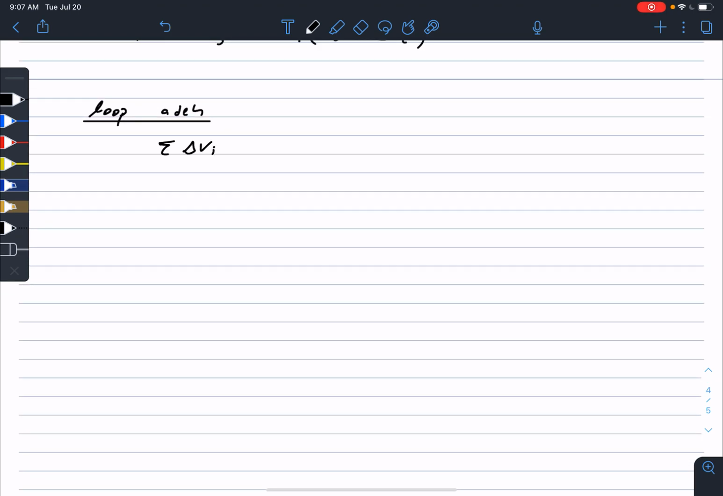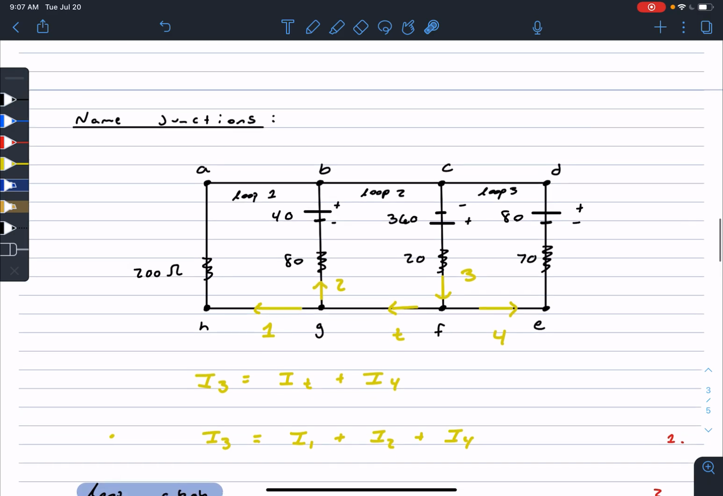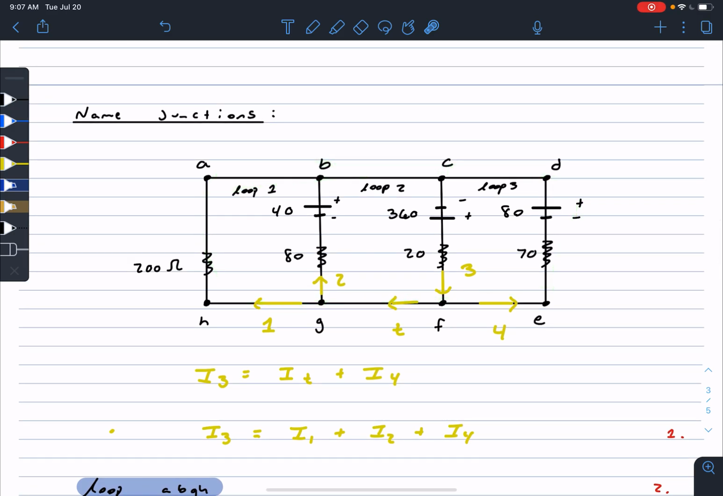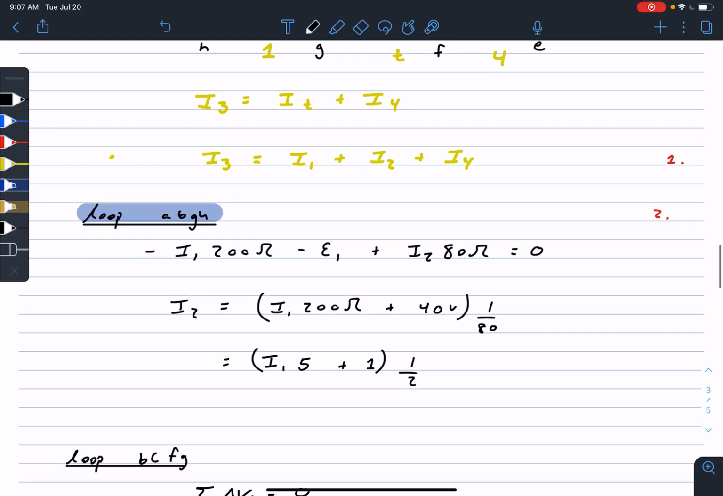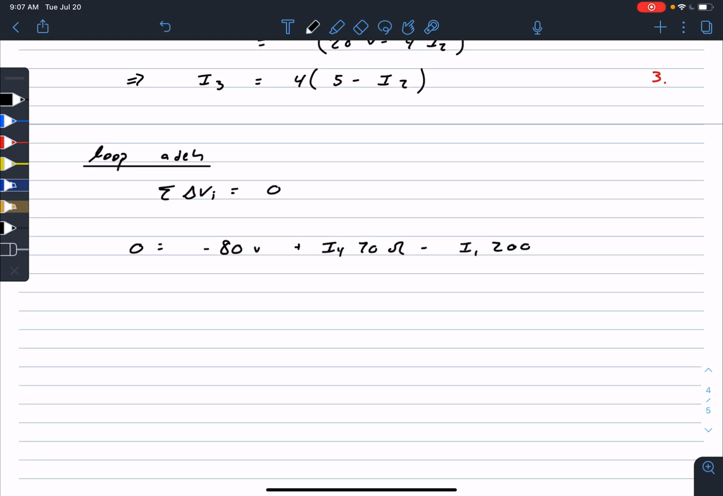The sum of the potential differences around this loop should be 0. So 0 is equal to, what did we say? It was negative 80 volts plus I4 times 70 ohms minus I1 times 200 ohms. And let's just double check that. We decided to go this way around the loop. This is going to be negative because we're going positive to negative. This is going to be positive. This is going to be negative. Good.